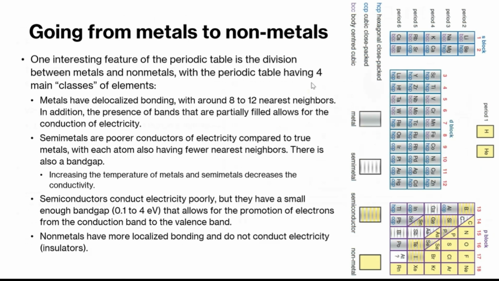Now, semi-metals are poorer conductors of electricity compared to true metals, and each atom also has fewer nearest neighbors. There's also a band gap, which I mentioned back in chapter 6. Increasing the temperature of some metals and semi-metals actually decreases that conductivity. Semiconductors also conduct electricity poorly, but have a small enough band gap, around 0.1 to 4 electron volts, that allows for electrons to be promoted from the valence band to the conduction band. Now, nonmetals have more localized bonding and do not conduct electricity, and therefore are insulators.